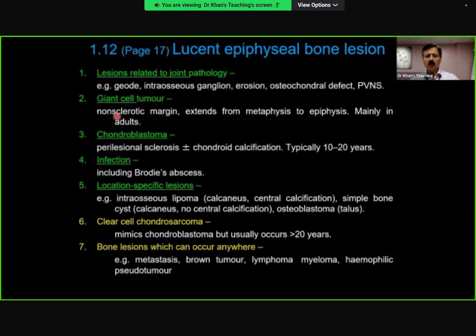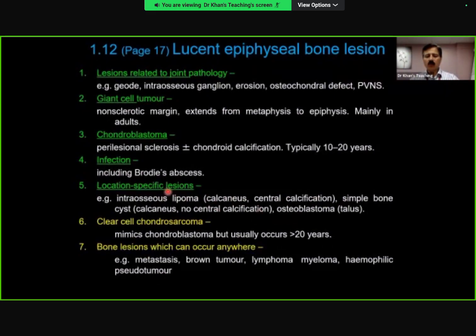Giant cell tumor, of course, non-sclerotic margin, mainly in adults. Chondroblastoma, typically 10 to 20 years. You see, this is the discriminator. Brodie's abscess can happen. Now, location-specific lesions. Now, this is very important for the exam. All these tumors have come in the exam, all of them.